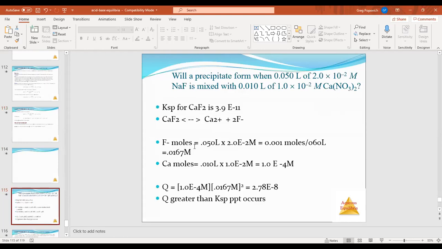This means that I have 0.0167. All right, let me stop here. I multiply the 0.50 liters times my fluoride concentration. This gives me 0.001 moles of my fluoride. But I have to realize I've mixed the solutions. My volume has changed. So I have to take my moles and divide it by 0.060 liters. This gives me a concentration of fluoride of 0.0167.